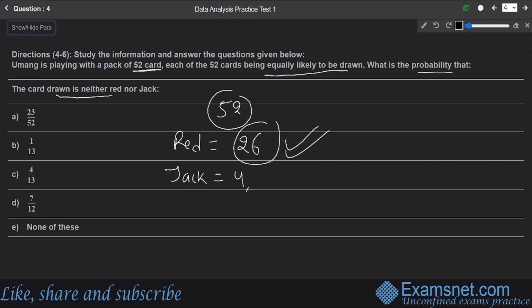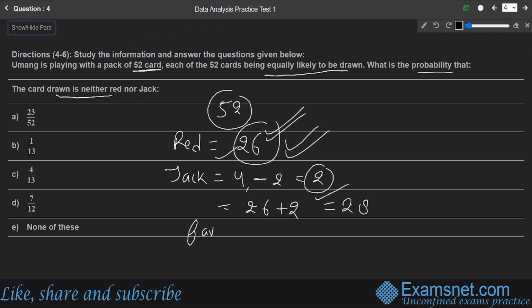So we have to take only 4 minus 2, that is 2 jacks only, because only 2 jacks are available now. The rest of the two red jacks have been already covered in this 26. So we don't have to take these red 26 cards, and we don't have to take these 2 jacks also. So the total number of cards that we don't want to take is simply 26 plus 2, that is 28 cards. So the favorable cards that we want to take will be obviously 52 minus 28. 52 minus 28 is 24. So we have 24 favorable cards.